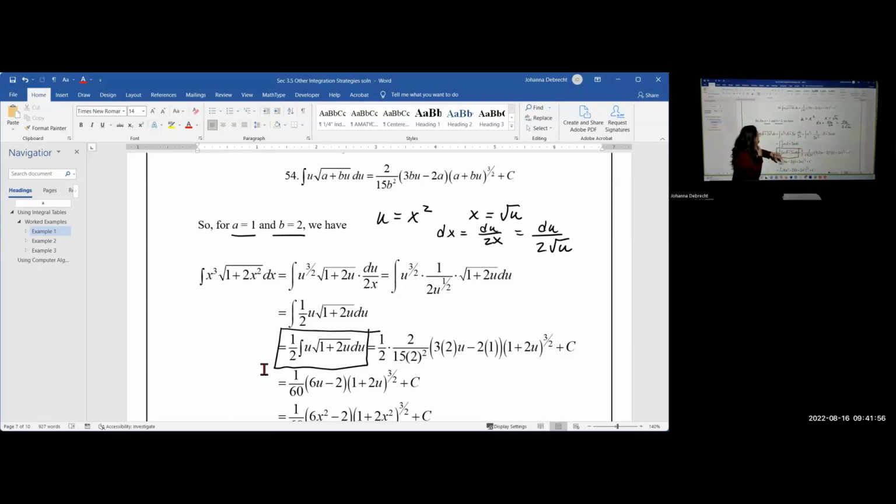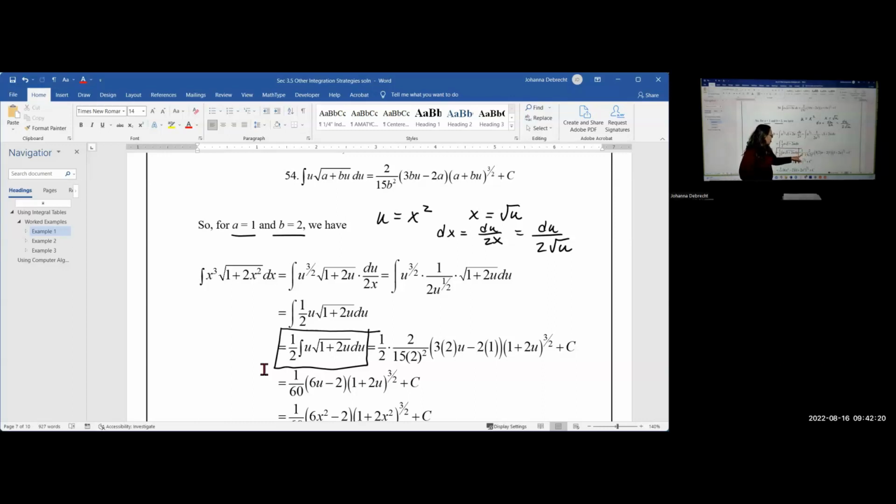Now we're going to have to back substitute in a minute with u equal to x squared, because again, if you start with an integral in terms of x, your answer should be in terms of x, minus 2 times a, and a was 1, 1 plus 2u, that's a plus bu to the 3/2 plus a constant. So we get this expression here.